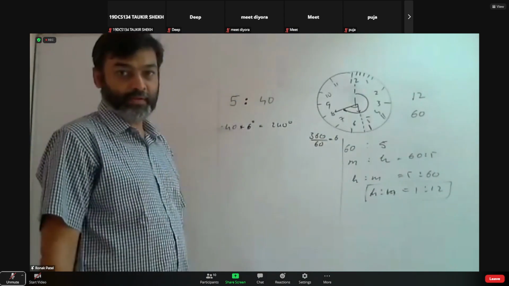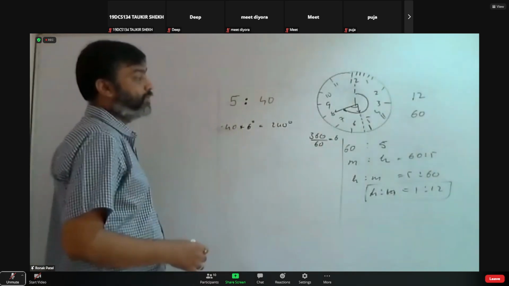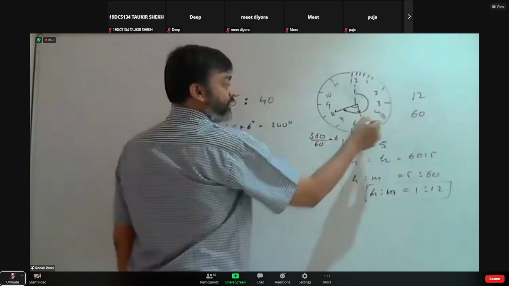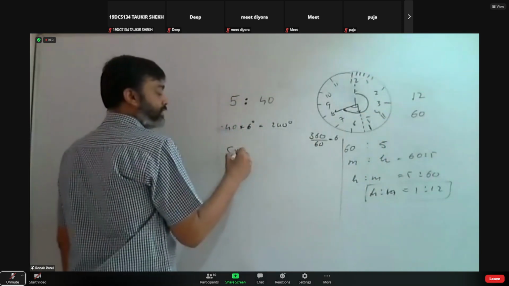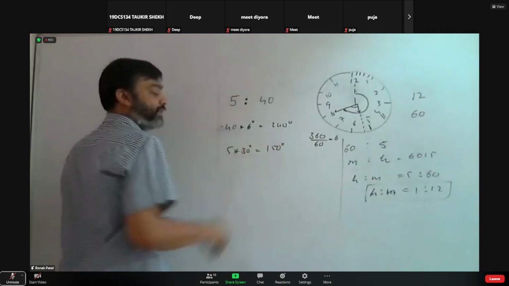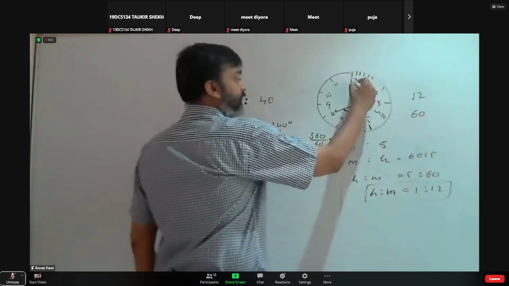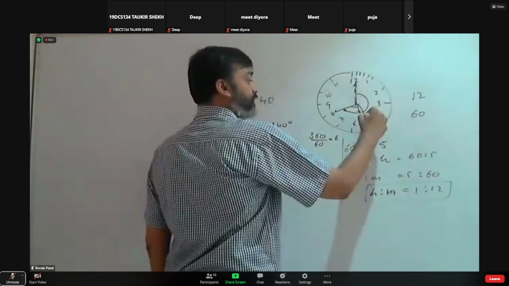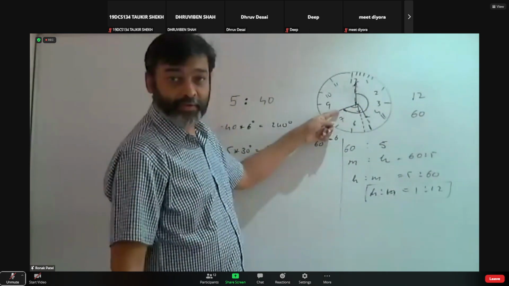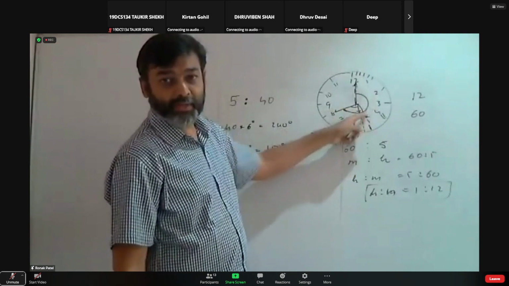If I want to find out how much the hour hand must have moved from 5 onwards, up to 5 is how much? That is 5 hours into 30 degrees, so that is 150 degrees. Clear. But now, at 5 o'clock, my minute hand was here. This was the 5 o'clock situation. And then the minute hand covered 40 minutes. So by that time the hour hand has covered how much? So I can go this way: how many degrees is this?